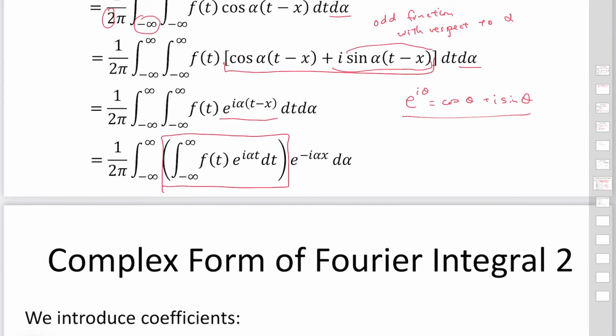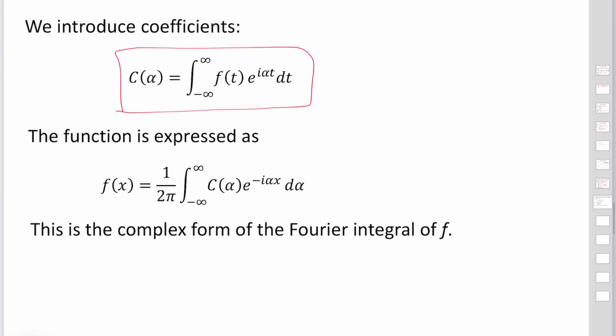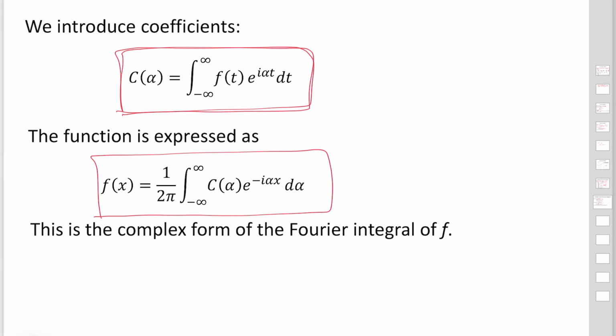If you consider the inside of the parenthesis as the coefficient C alpha, then by introducing C alpha, f(x) is expressed with the complex exponential function, exponential of minus i alpha x. So f(x) is given by 1 over 2 pi times the integral from minus infinity to infinity of C alpha exponential of minus i alpha x with respect to alpha. And C alpha can be calculated with this equation. This is the complex form of the Fourier integral of f.